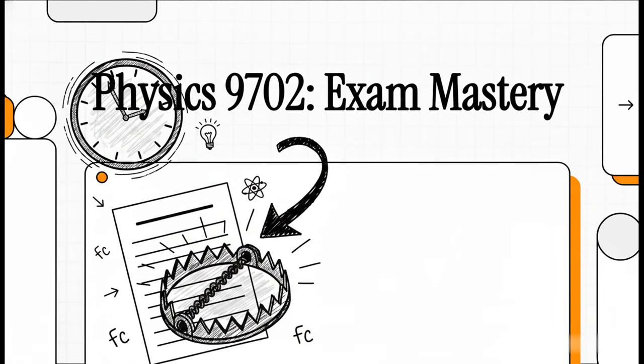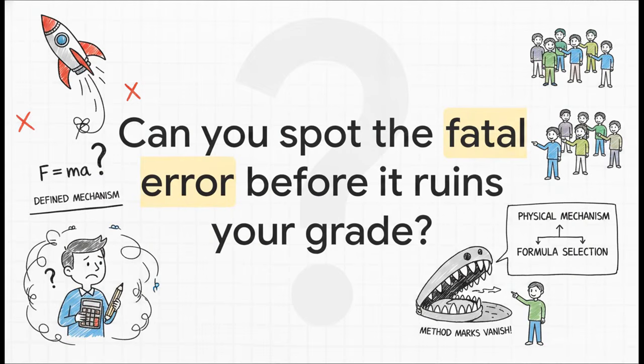You start writing immediately, but right there, literally in the very first line of your answer, a trap springs. Imagine plunging straight into a calculation without defining the physical mechanism first. It's a classic trap, and we're about to totally dismantle it. You see, 9 out of 10 students get this wrong in exactly this way.